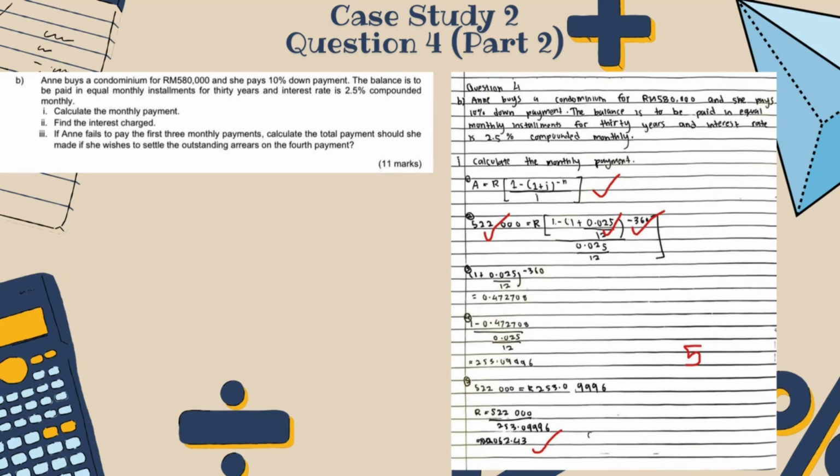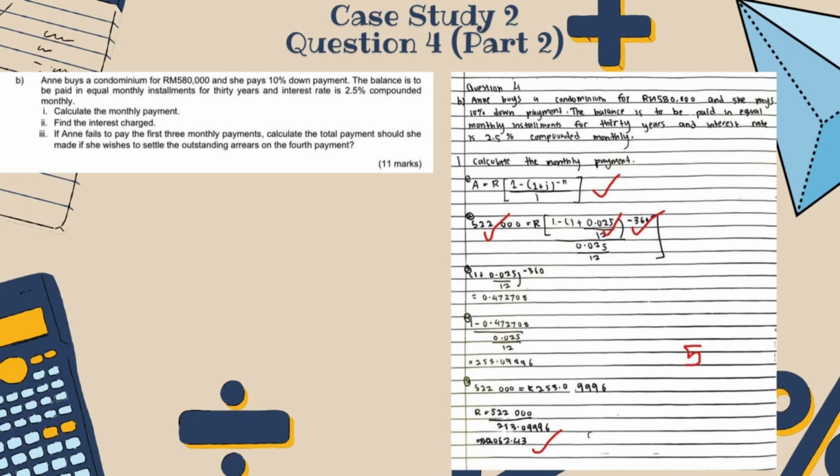For question 4B, to calculate the monthly payment, we use the formula A equals R multiplied by open bracket 1 minus (1 plus i) raised to the power of negative n, divided by i, close bracket. First, we substitute the values into the formula. 522,000 equals R multiplied by open bracket 1 minus (1 plus 0.025 divided by 12) raised to the power of negative 360, divided by 0.025 divided by 12 close bracket.